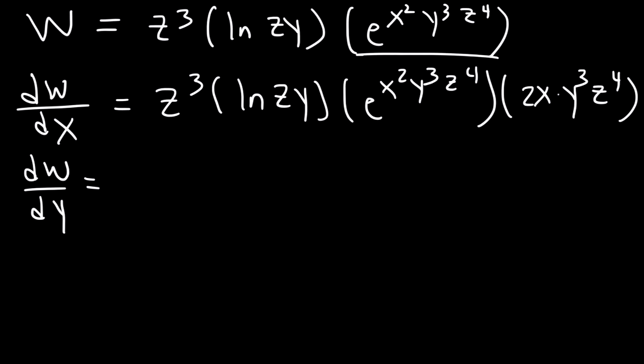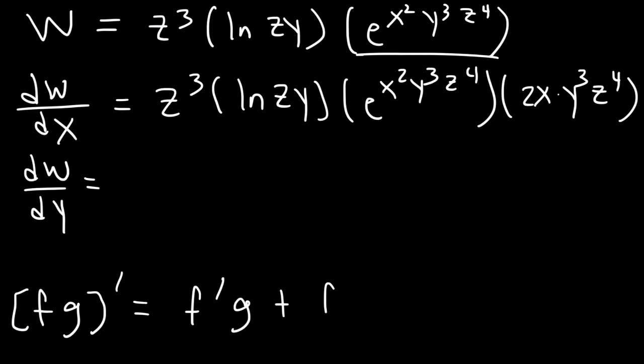Now, what about dw dy? Do we need to use the product rule? It turns out we do. Here we have a constant. Here it is a variable because there's a y in it. And here this is another variable. So we got two variables multiplied to each other. So therefore, we need to use this form of the product rule. The derivative of two variables multiplied to each other is the derivative of the first times the second plus the first times the derivative of the second.